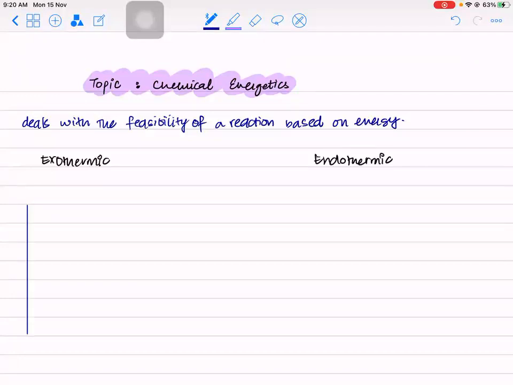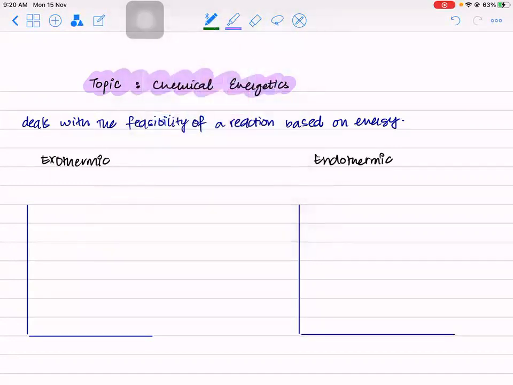Now, there are two types of reactions. We have exothermic reactions and we have endothermic reactions. So let's see the energy profile diagram for an exothermic reaction and an endothermic reaction. In an exothermic reaction, the reactants always have more energy compared to the products. And in the endothermic reaction, the reverse happens.